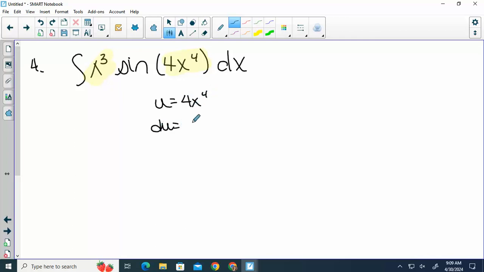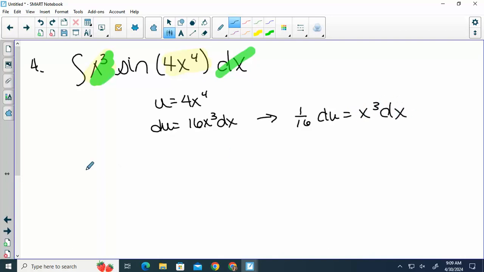Du, the derivative of that, would be 16x to the third dx. I need the x to the third and the dx, but I do not need the 16. So 1/16 du equals x cubed dx. This one didn't have limits, so we don't have to worry about that. We didn't replace the sine. 4x to the fourth became a u, and the x cubed dx became my 1/16 du.